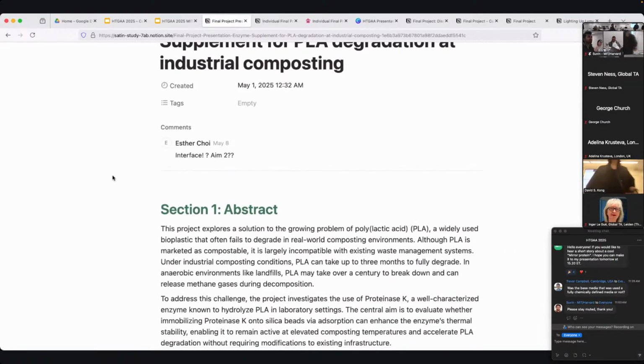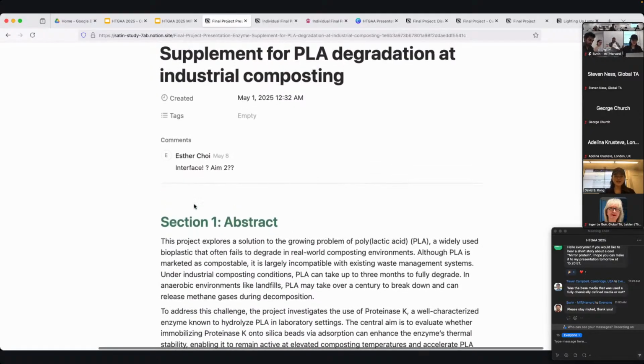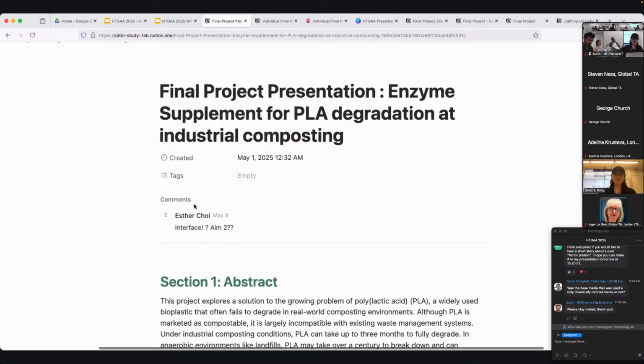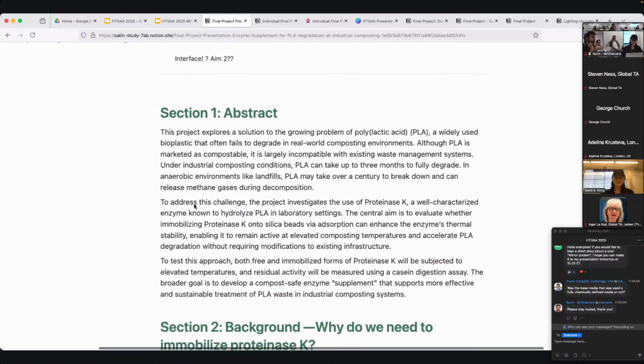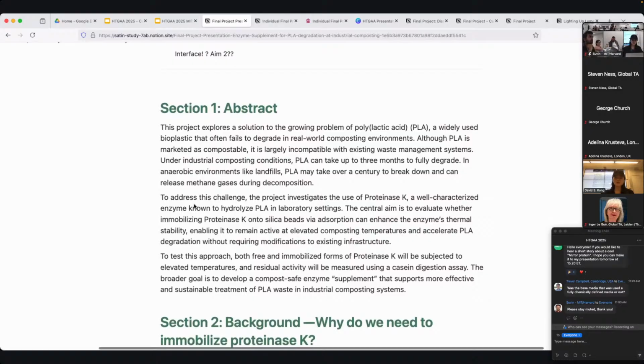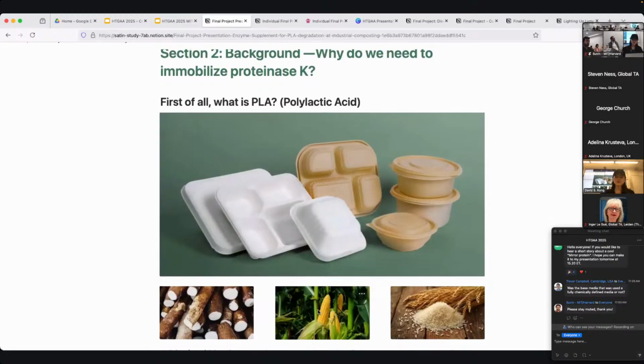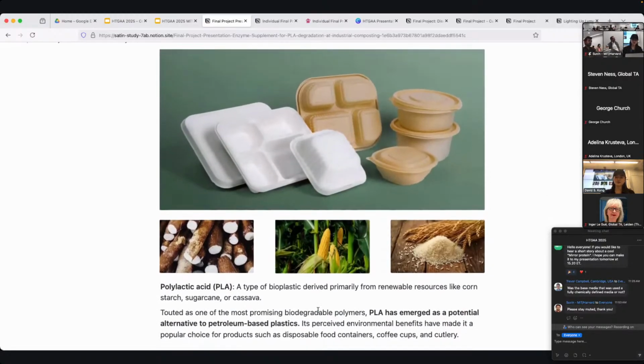Hi, my name is Esther, and I'm a first-year student in Master of Design. My project is about an enzyme supplement for PLA degradation at industrial composting facilities. The broader goal of this project is to develop a composite enzyme supplement that supports PLA degradation in industrial composting systems. In order to do that, I am trying to immobilize proteinase K onto silica beads via adsorption to make it more thermally stable. So before going deeper into this project, I would like to begin with an introduction of PLA.